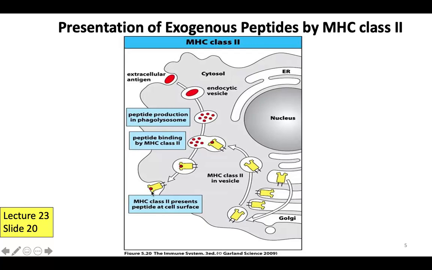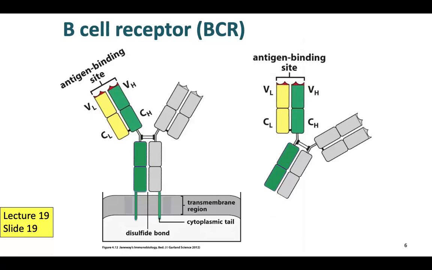Okay, let's move on to another important molecule, that is the antibody and B cell receptor. These slides are from lecture 19, that is cell biology of immune response. This slide shows you the two molecules, antibody on the right and BCR or B cell receptor on the left. Just focus on the antibody molecule first.